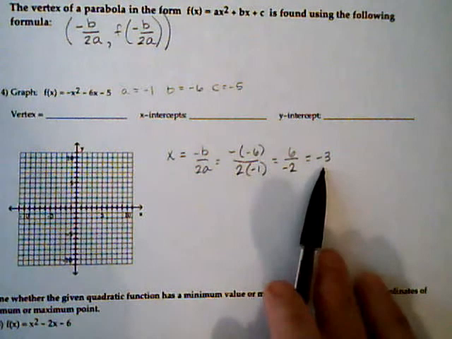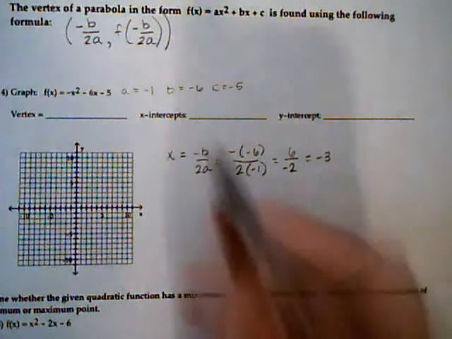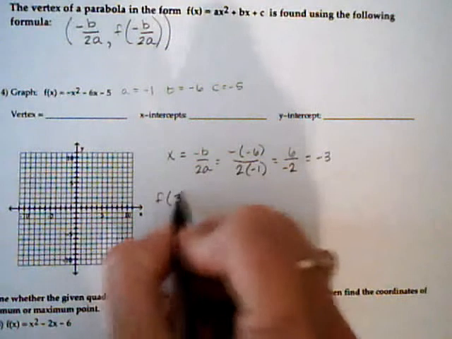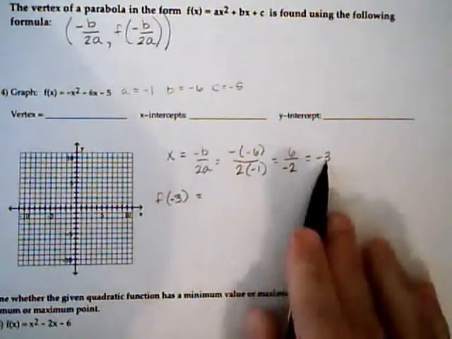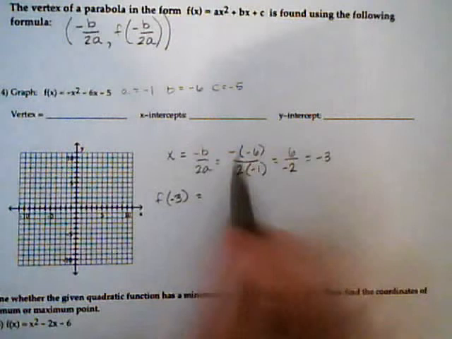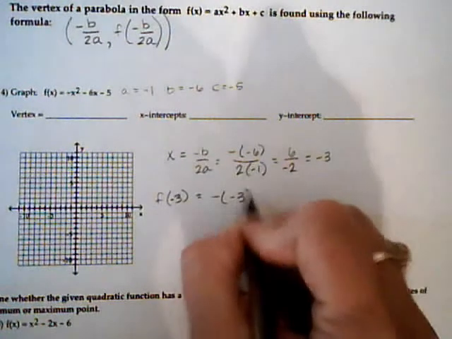Now to find the y-coordinate of the vertex, I'm going to evaluate the function at negative 3. So everywhere I have an x, I'm going to plug in a negative 3.